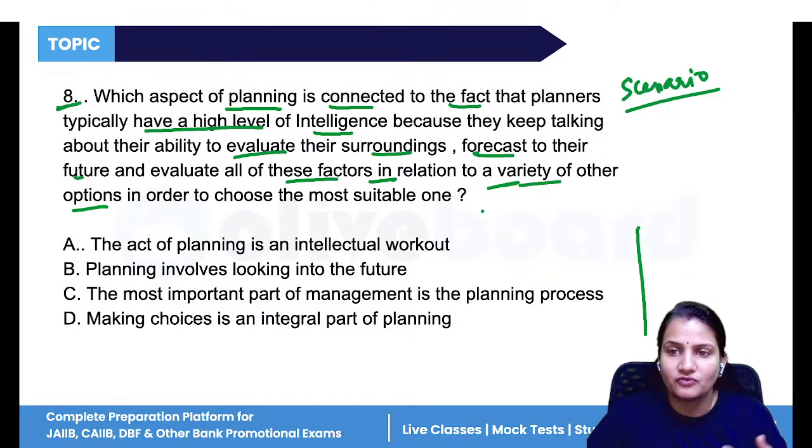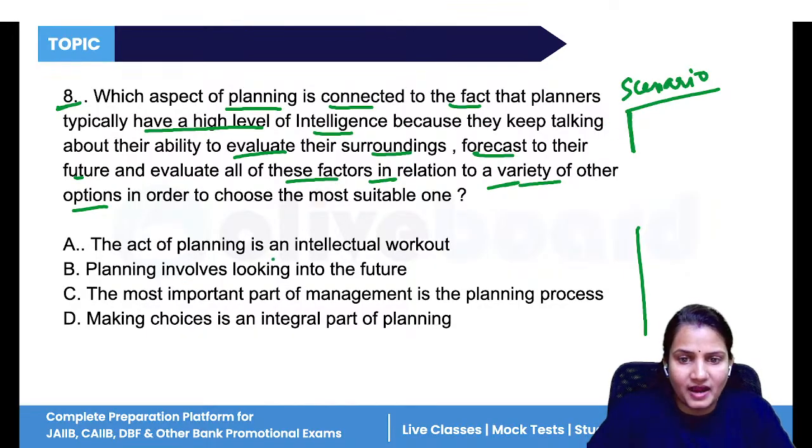Now, which one of the following statements best suits all these things? The act of planning is an intellectual workout. Planning involves looking into the future. Most part of management is the planning process. Making choice is an integral part of planning.